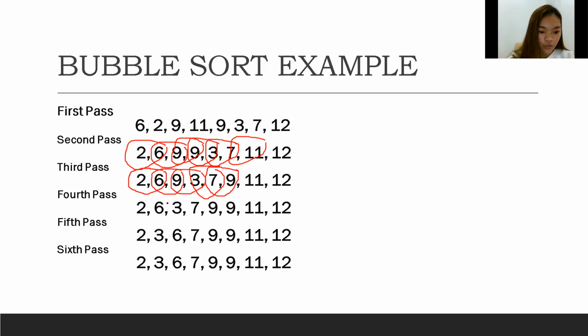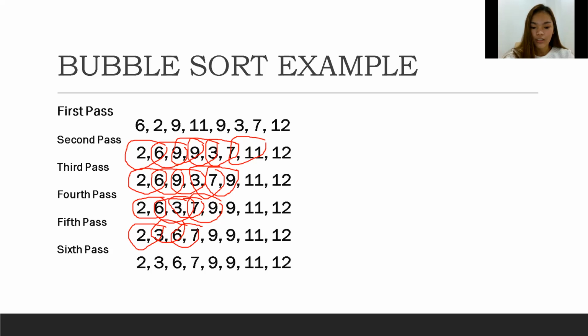Next is our fourth pass. Just draw some circles. 1, 2, 3, and 4. Each pass requires fewer comparisons, so this time we only require 4 comparisons. On our fifth pass, just draw again. 2 and 3.